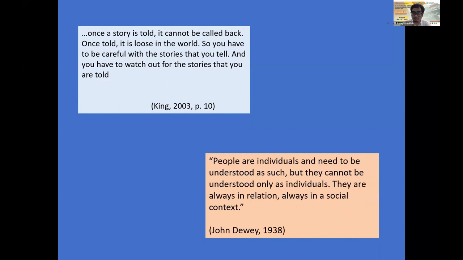And then I go with the second quote by Professor John Dewey. Please take a look at this one. People are individuals and need to be understood as such, but they cannot be understood only as individuals. They are always in relation, always in a social context. So the stories that you are telling to somebody else are not always in a vacuum, but they are related to social context. So this is what we are going to discuss in the next slide. Stories are always relational. Stories are always context specific. So there is something to discuss about the context and relationships that the stories themselves bring.